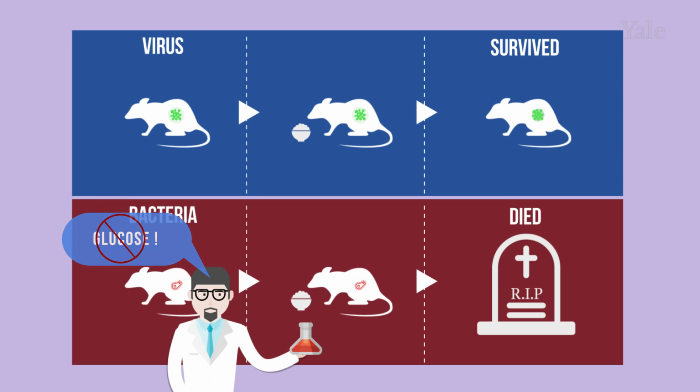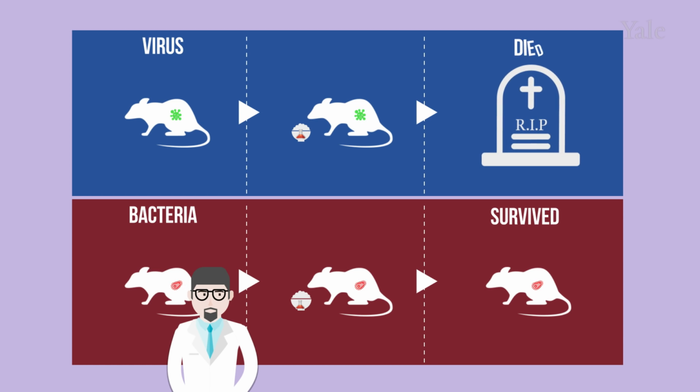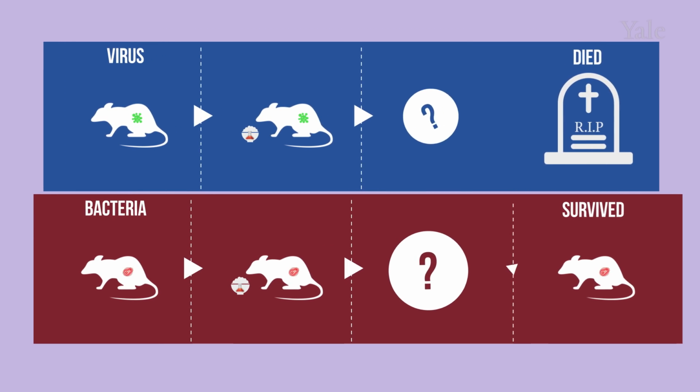When we blocked the ability of cells to use glucose with chemicals called 2DG and DMH, mice infected with bacteria now survived, and mice infected with the virus died. The exact opposite happened. Why does this happen?